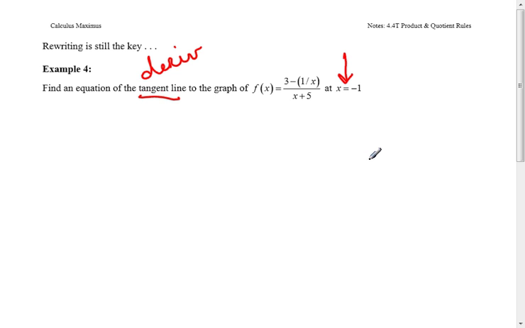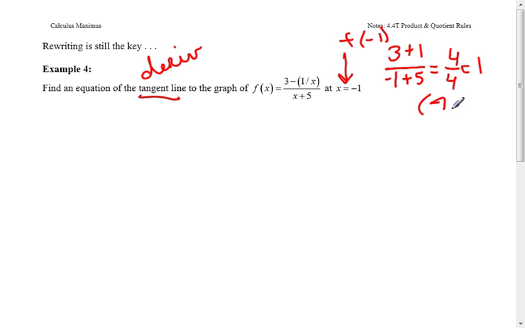So while we have a chance, maybe we should just plug it in to get our point here. Alright, 3 minus 1 over 1 is just 1. Over, sorry, I should write this, maybe we're doing f of negative 1. Oh, negative. Good thing I wrote that down. 1 over negative 1, that's negative, so it's going to turn into a positive. And then negative 1 plus 5. So we're getting a value of 4 over 4, which is 1. So we're going to have that point, negative 1, 1.